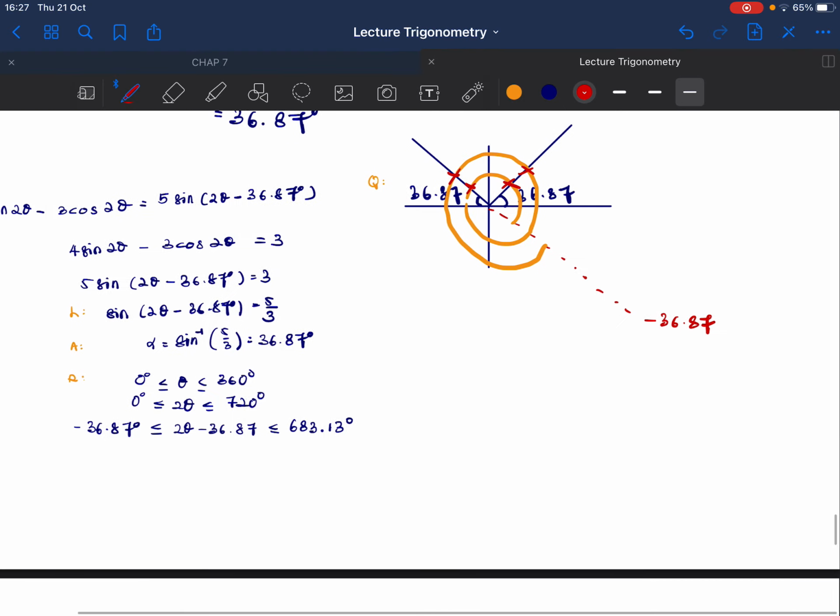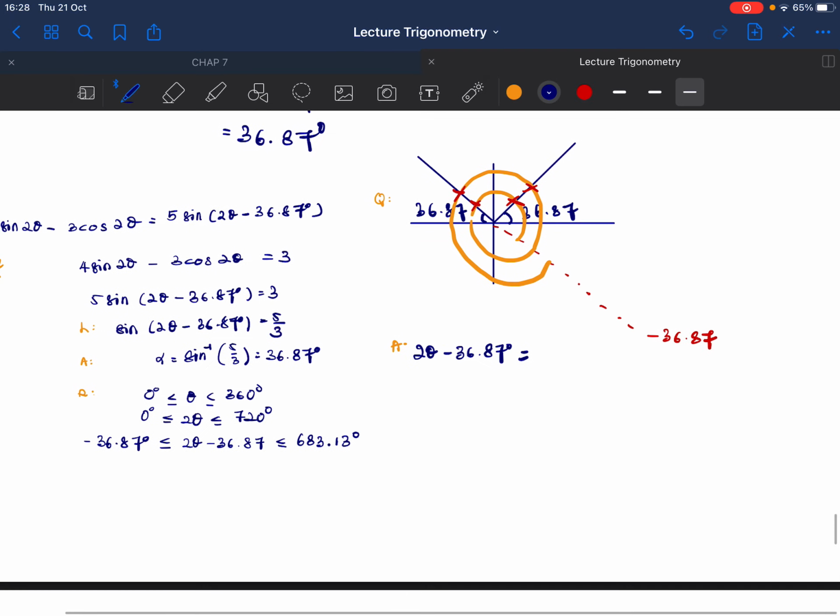Okay, so let's start the answer first one. Ingat kita punya jawapan kita mestilah 2 theta minus 36.87 first. So we have 2 theta minus 36.87 degree equals to our first answer here. Kat sini tak ada negative angle ni tak ada. Dia bermula daripada 0 to here, which is 36.87. And the next one is from here to here. Okay, so 180 minus 36.87 and that should be 143.13. Okay, so the next answer saya tak payah cari.